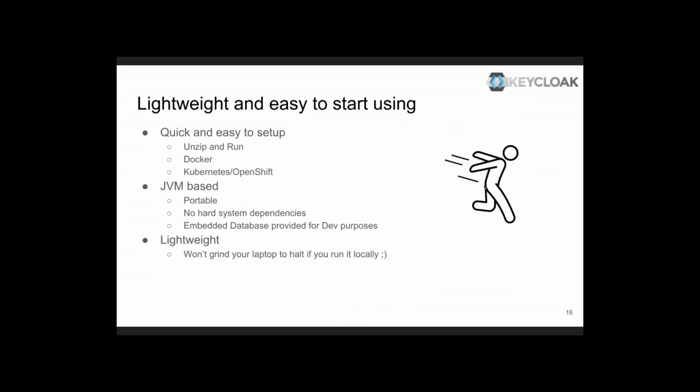So KeyCloak is lightweight and it's easy to start using. Obviously, we're aiming to provide an out-of-the-box experience with minimal amount of steps to get it up and running. It's based on a JVM, so it's portable, and there's no hard system dependencies, which makes it easy to get it up and running. It's also lightweight, so you can run it on your laptop alongside all of your development tools when you're doing development.